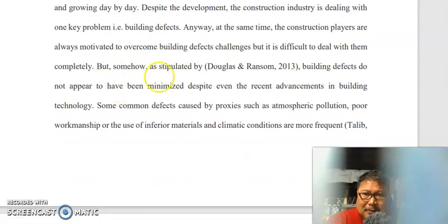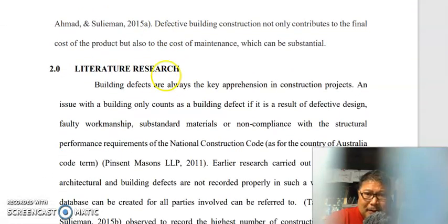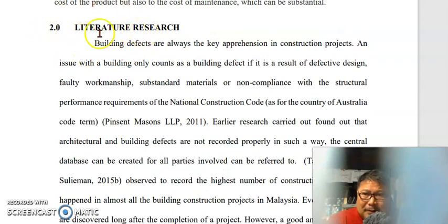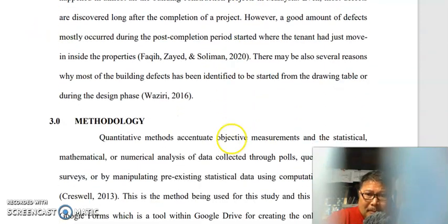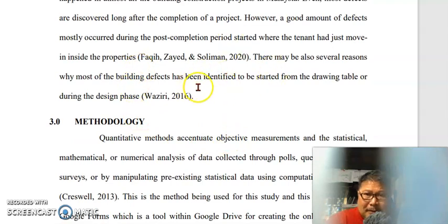Now, the paper started with introductions. I don't want to go further on that. We have done the literature research from the ISI and Scopus papers and so on, even some good books on the topic.